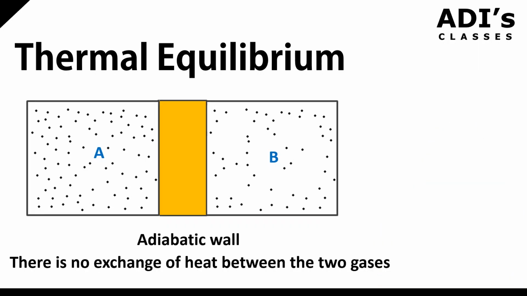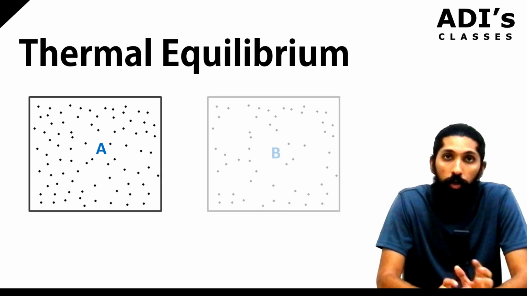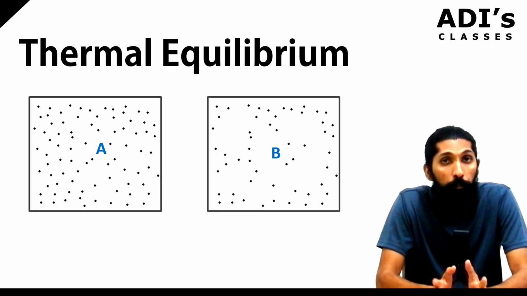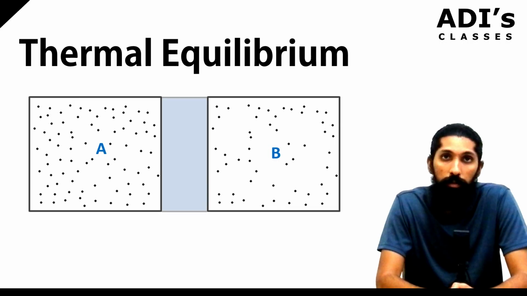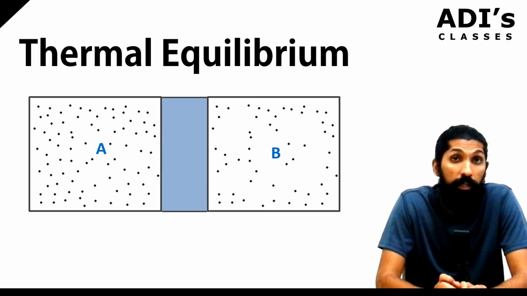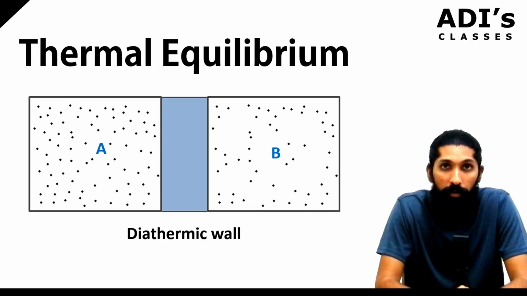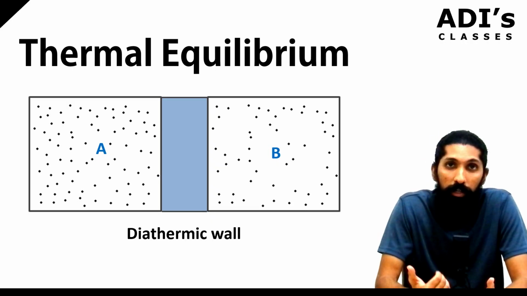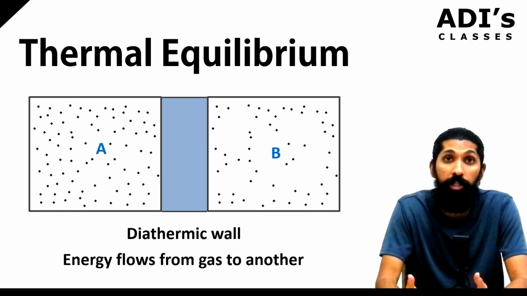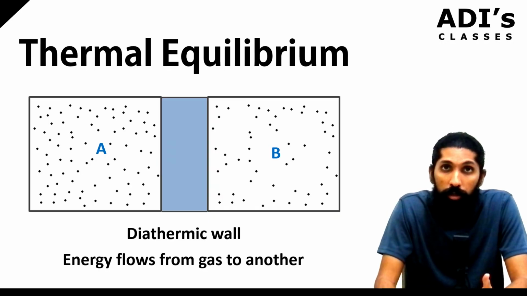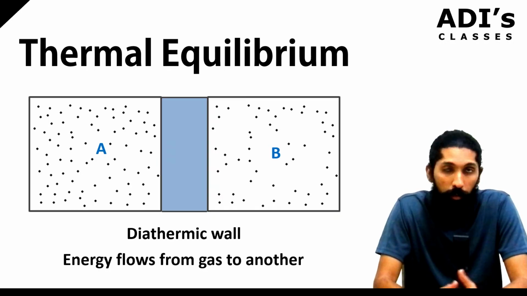Fair enough? Now, let's do another one. Look at this particular figure. You have A and B, again two thermodynamic systems. Between these two systems, we are going to place a diathermic wall. A diathermic wall is a boundary which will let energy flow or transfer between the two bodies. There is exchange of heat energy between the two bodies. This is called a diathermic wall.